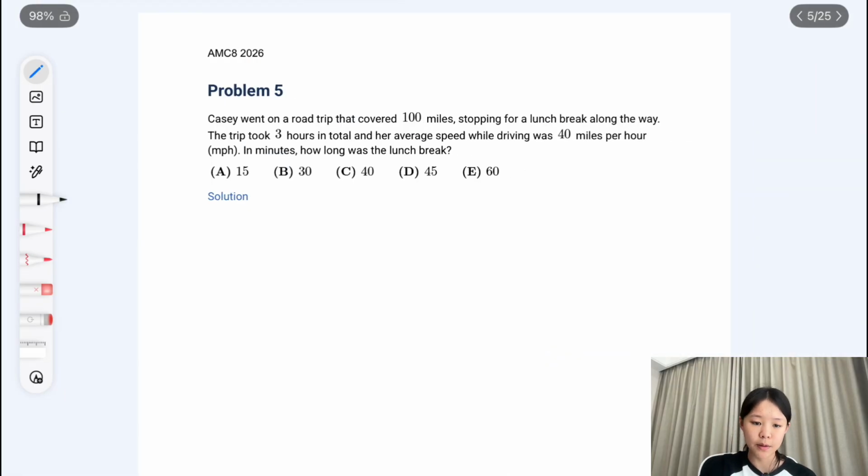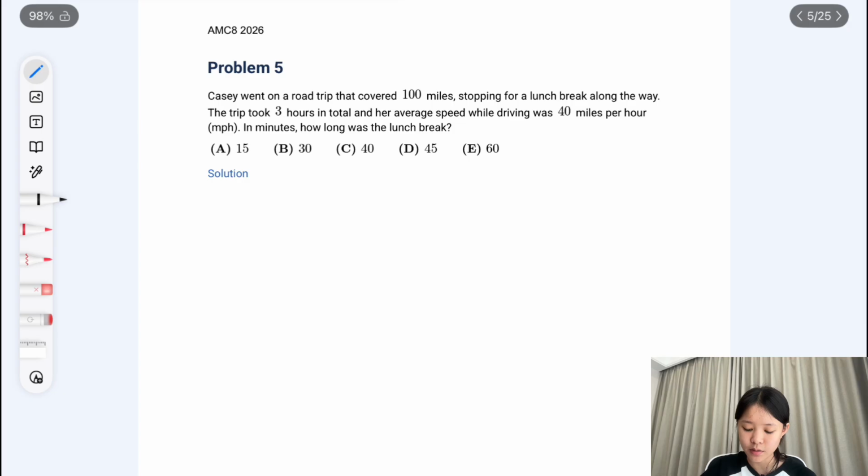So problem 5, right? Casey went on a road trip that covered 100 miles, and she stopped for a lunch break along the way. The trip took 3 hours in total, and her average speed driving was 40 miles per hour. In minutes, how long was the lunch break?